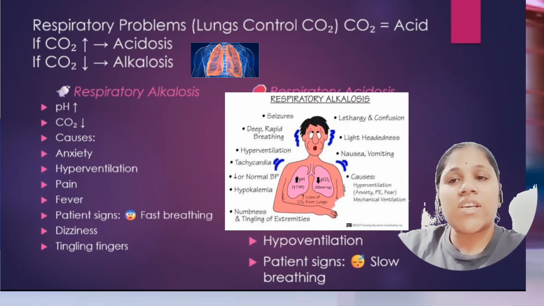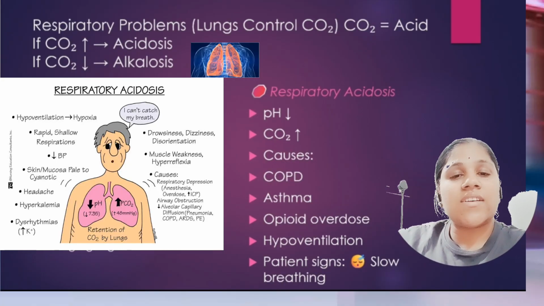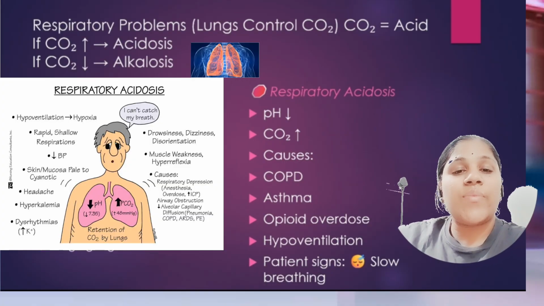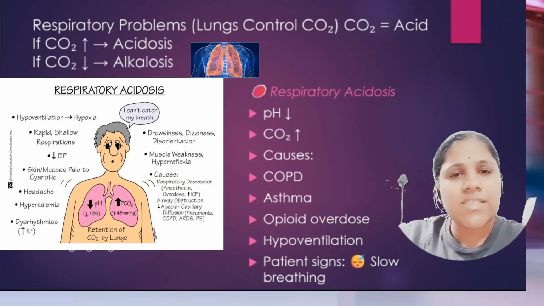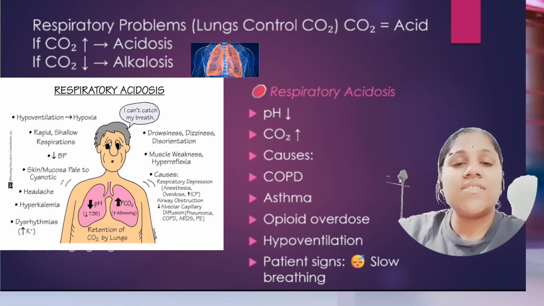Now coming on to respiratory acidosis, the pH will be less, that is below 7.35, and the CO2, carbon dioxide, will be on the higher side. The main causes of such a problem are COPD, chronic obstructive pulmonary disease, asthma, and opioid overdose or hypoventilation. And the patient's sign here is slow breathing.